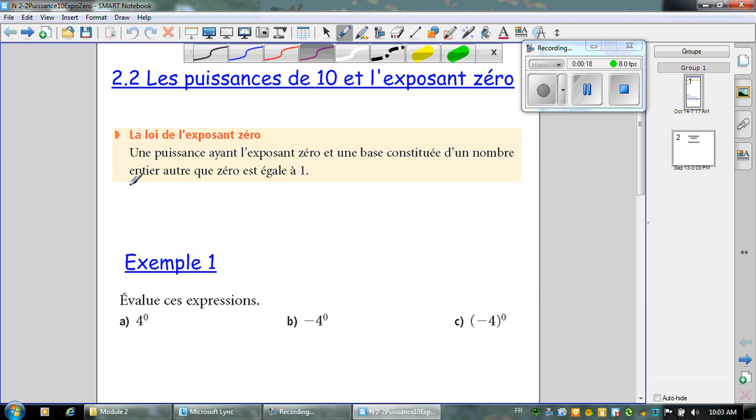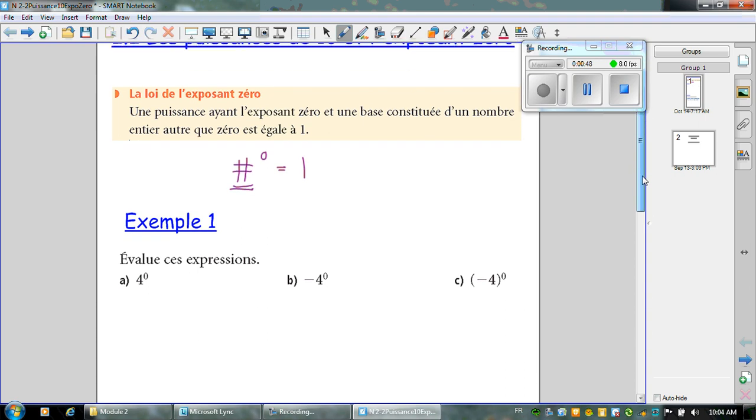So the law is: a power with an integer base other than 0 is equal to 1. What does that mean? That means that any number that you can think of with a power with an exponent 0 is always going to equal 1, all the time, every time. Okay? So any base exponent 0 is going to equal 1.